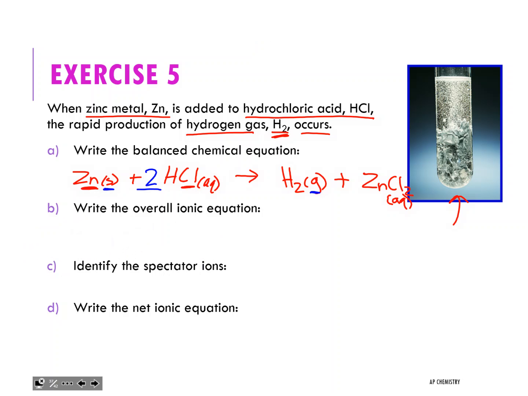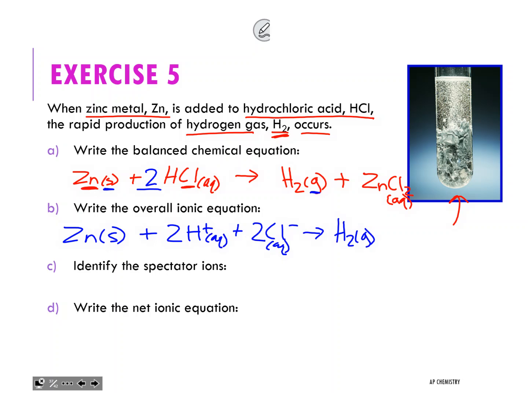All right. So we have zinc solid here. And we have 2 hydrogens. And since we know chloride's -1, what is the charge on the H for the acid? +1. And H in acids are always +1. Okay? So we have 2 H+ and 2 chlorides. Over here, we still get our hydrogen gas. That does not change. And now we have our zinc chloride. We have to separate that. So this is Zn2+. And 2 of our chlorides form.